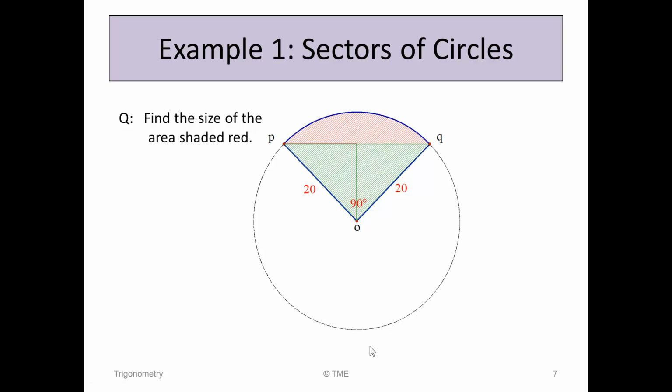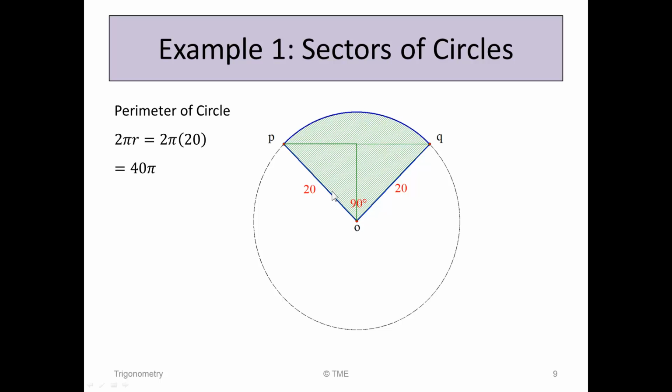So here's an example of a question. Find the size of the area shaded red. Here we have a sector with a triangle cut out of it, and we've got to find the size of the area shaded red. We're also given numbers here. We're told that the radius is 20, 20, and it's a right angle triangle here. It's a 90-degree angle. So we'll start now by finding the area of the sector, the whole sector.